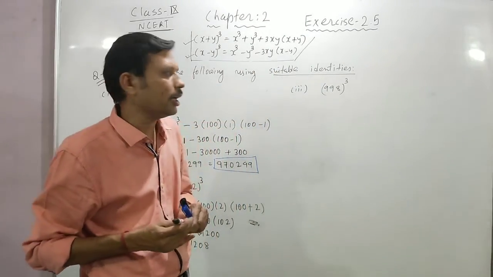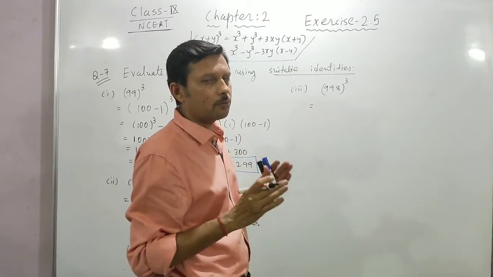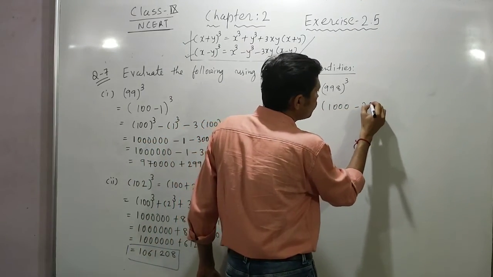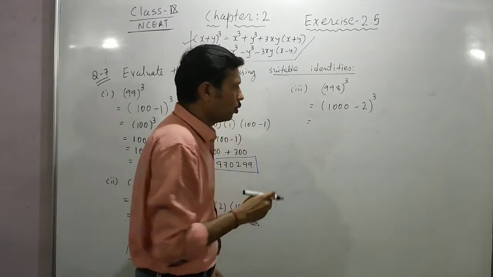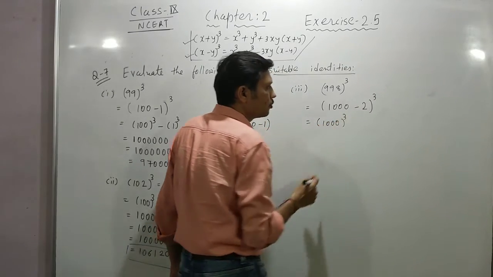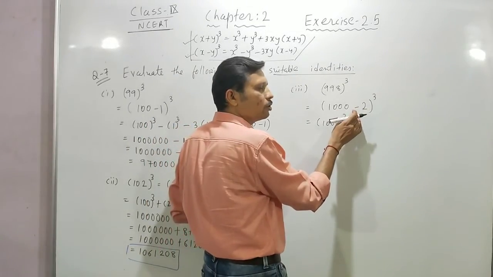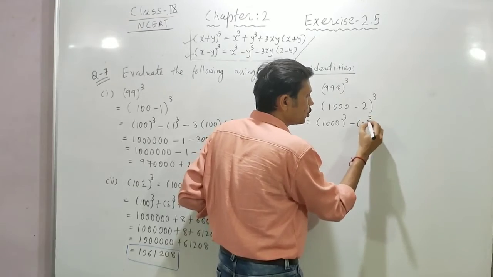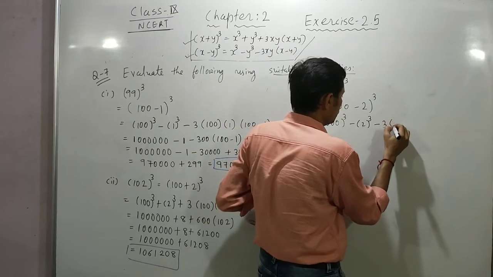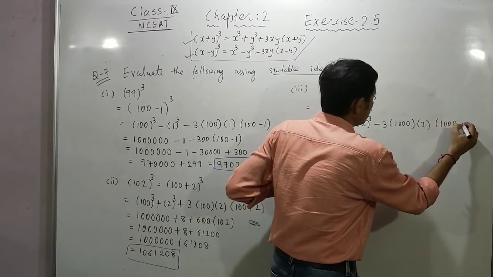It's 998 the whole cube. So what is the splitting? The two parts that would be best suitable according to our identity are 1000 minus 2 the whole cube. Is that okay? Now we will make the expansion. So 1000 the cube. The second identity will be applicable because there is a minus between the binomial. So minus 2 the cube, then minus 3xy, that means the product of both, 1000 and 2, and at last 1000 minus 2.